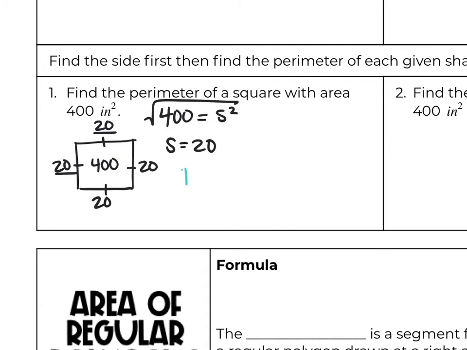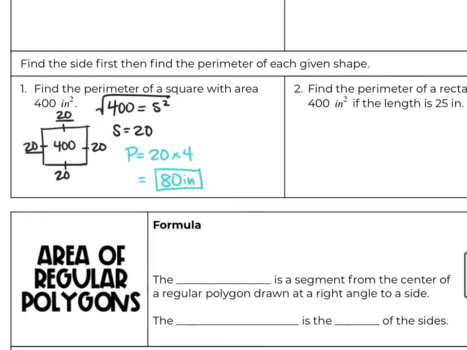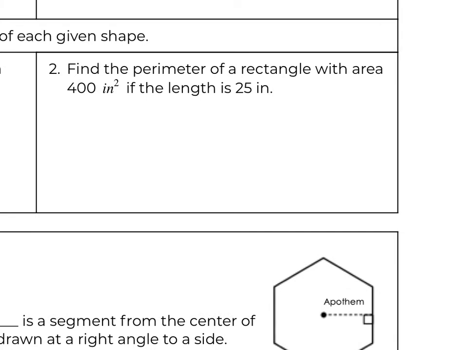So the easiest way to find the perimeter in this case would be the side times how many sides, which is 4. So the perimeter is 80 inches. And on this one, I could just do times 4 because all the sides are congruent. You can't always do that.